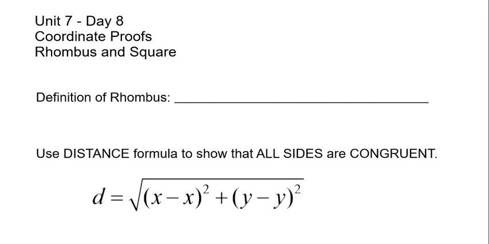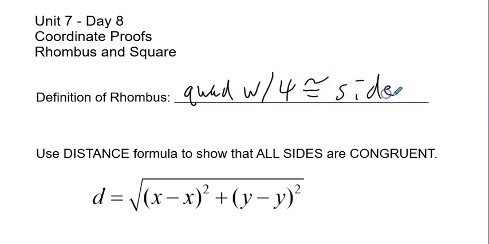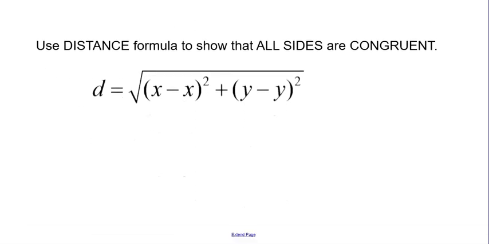All right, so next set of proofs, rhombus and square. So the definition of a rhombus is a quadrilateral with 4 congruent sides. Okay? Or you could say it's a parallelogram with 4 congruent sides. So that's a little bit better because that gets the idea that opposite sides are parallel and all the rules that apply above. Now we're going to use the distance formula, but remember we also did that shortcut.